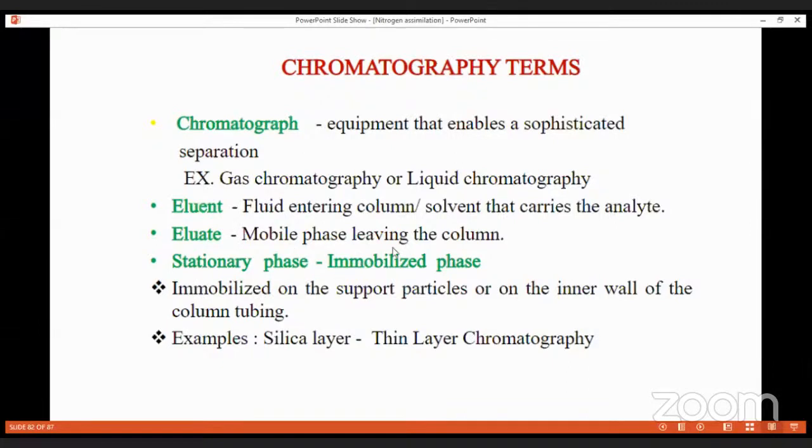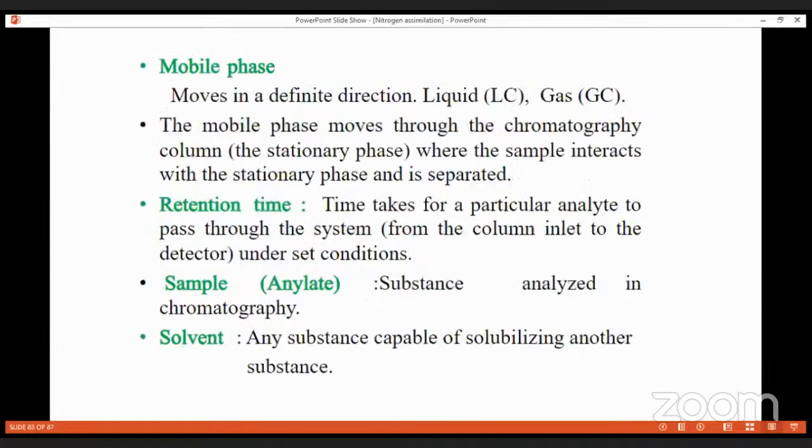Then there is a stationary phase, that is also known as immobilized phase. In the example, it is the sand particles. Immobilization can be done on different support particles or on the inner wall of the column tubing. For example, if we use silica layer particles on a paper, that will be thin layer chromatography. The mobile phase is moving in a definite direction. It can either be liquid in liquid chromatography or gas in gas chromatography. So the mobile phase moves through the column, that is the stationary phase, where the sample interacts with the stationary phase and ultimately will be separated.